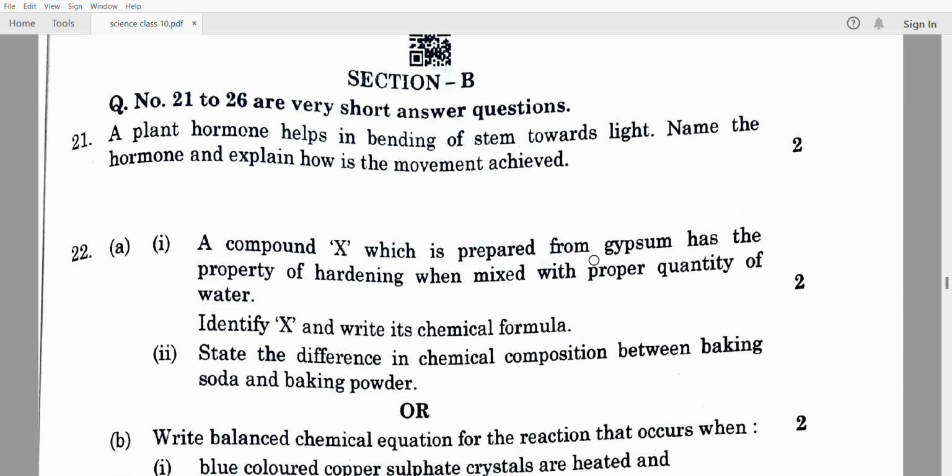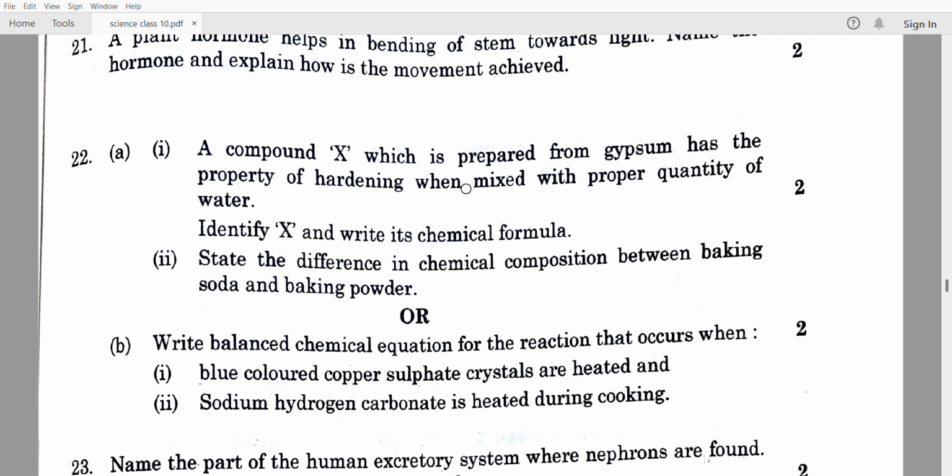If you move on to the 21st question, 2 marker. A plant hormone helps in bending of stem towards light. Name the hormone. It is auxin, and explain how the movement is achieved. So when there is sunlight, the auxin hormone is secreted in the shaded area, which makes the plant bend towards the light.